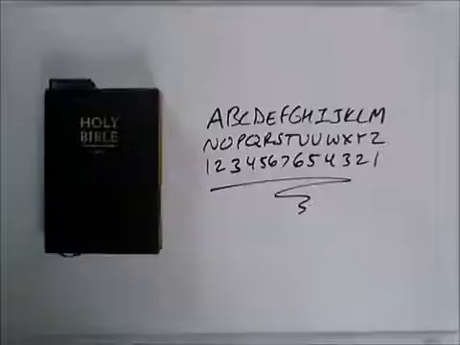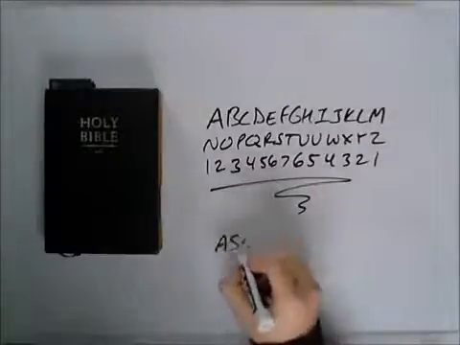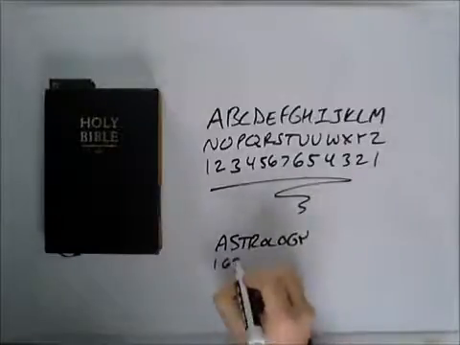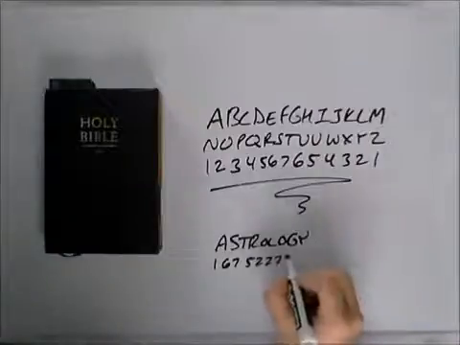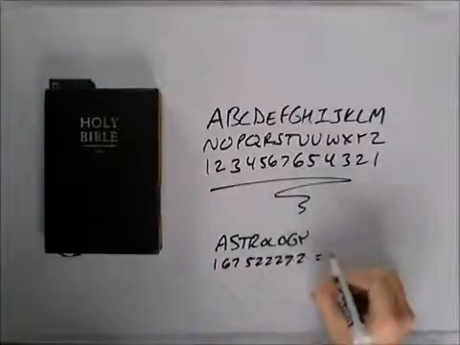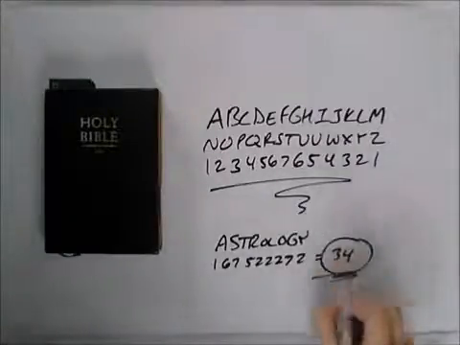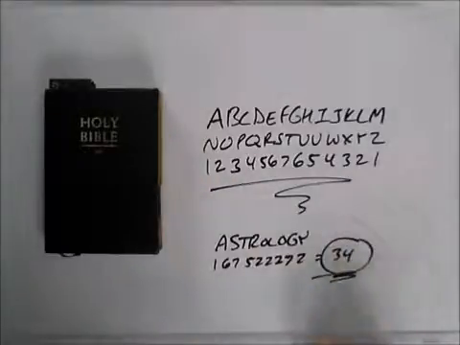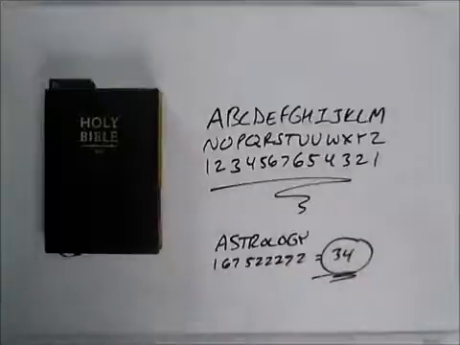So what we're going to do right now, since we're dealing with the astrological story of creation, is look at the term astrology. And if we do the numerical equivalence of this, we find that it equals 34. And this number is going to be kind of a key number in understanding all of this. So let's get at it. We're going to look at the astrological story of creation.